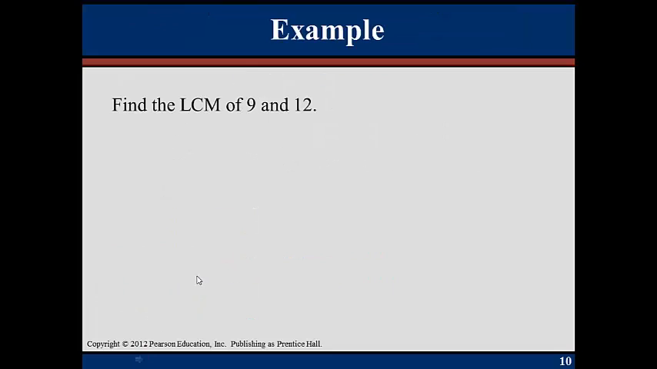So here's the example. It says find the least common multiple of 9 and 12. So we're going to start by writing the prime factorization of 9, and it's 3 times 3. And then we're going to do the prime factorization of 12, which is 2 times 2 times 3. So that's step 1. And then in step 2, we're going to write the factors of the first number, which is just 3 times 3.